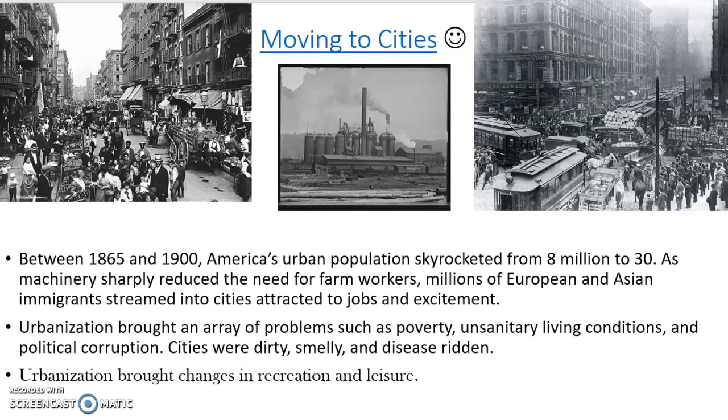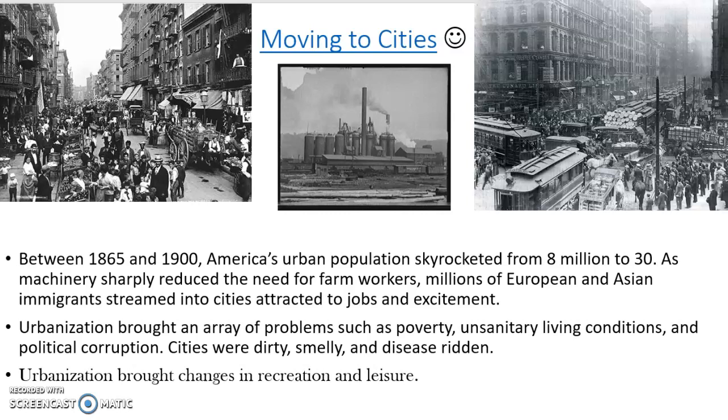Between 1865 and 1900, Americans' urban population skyrocketed to 30 million people that chose to move to cities. As technology is increasing on farms, there are fewer workers needed, and so farm workers who are laid off move to cities to get jobs in new factories and in new industries. The problem with urbanization skyrocketing so quickly is it is going to bring a significant set of problems with it.